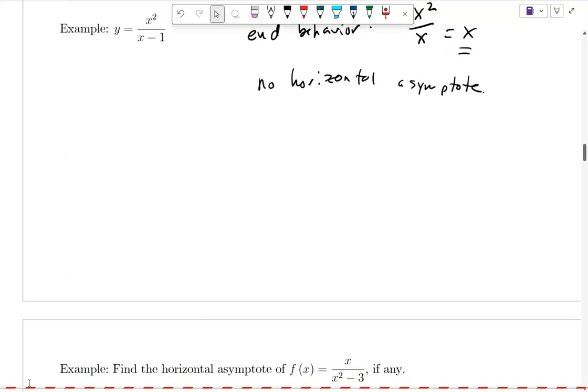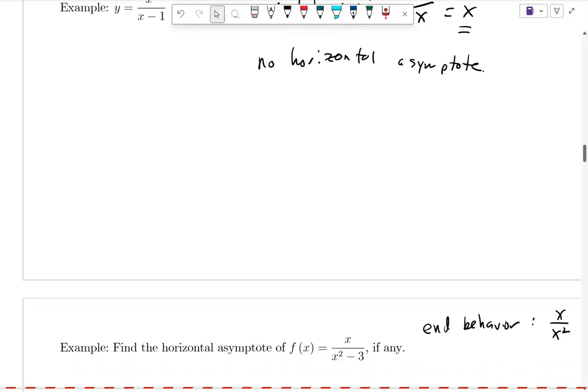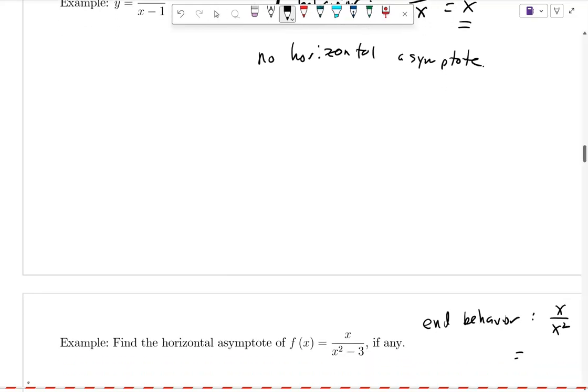All right. So let's look at this one. What matters on top? x. What matters on bottom? x squared. So if you look at your end behavior again, we'd have x over x squared. What does that simplify to? 1 over x, right?